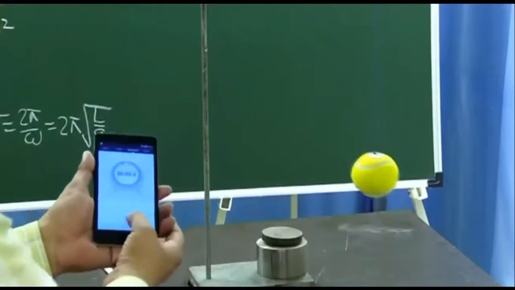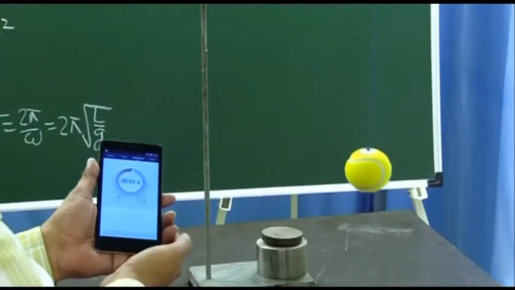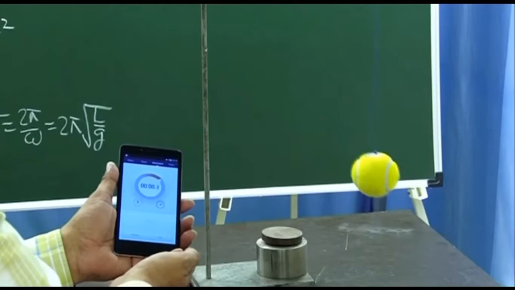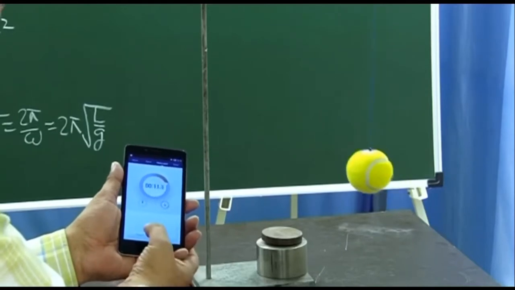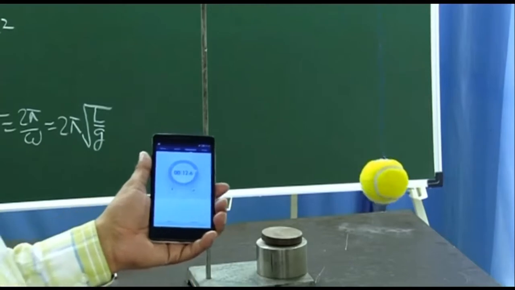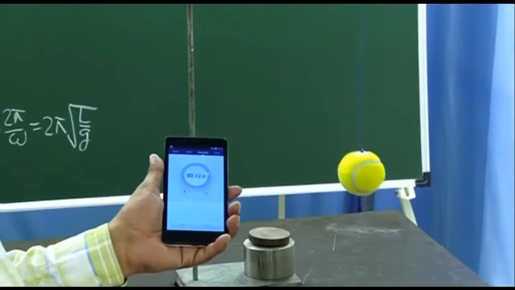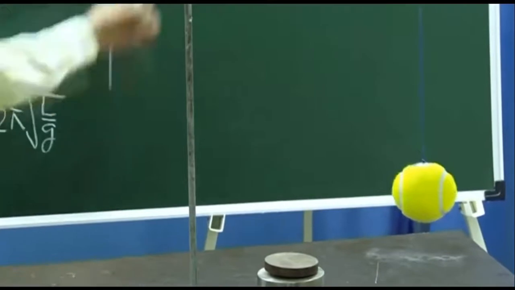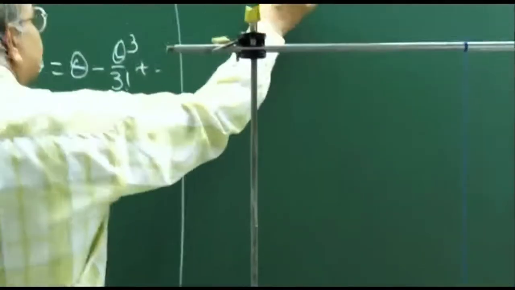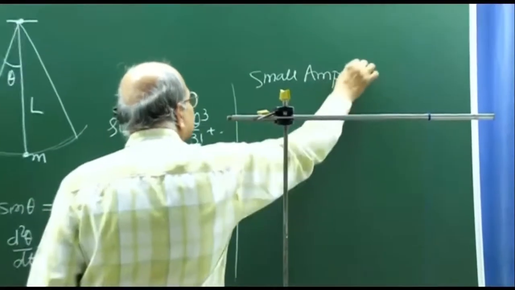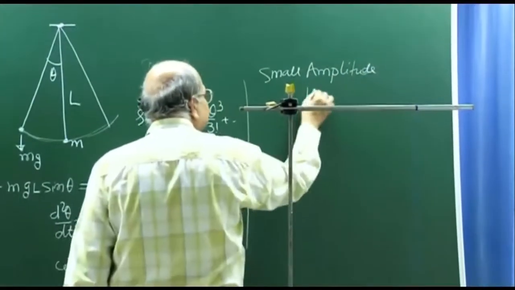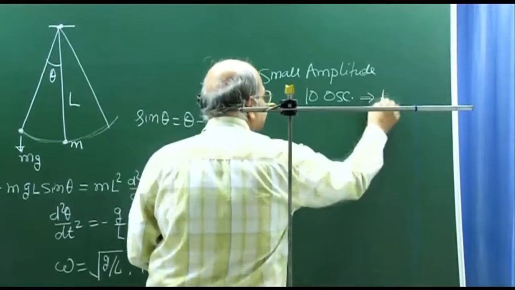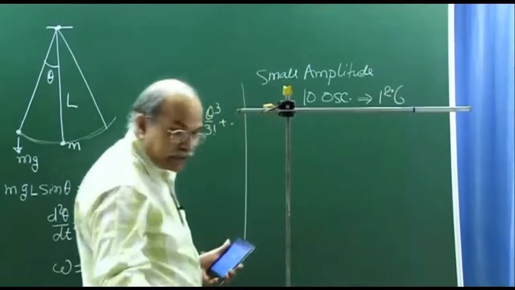When it comes to this side, I will start the stopwatch. 1, 2, 3, 4, 5, 6, 7, 8, 9, 10. So in 10 oscillations, it took 12.6 seconds. Small amplitude, ten oscillations, and it took 12.7 seconds, 12.6 seconds.